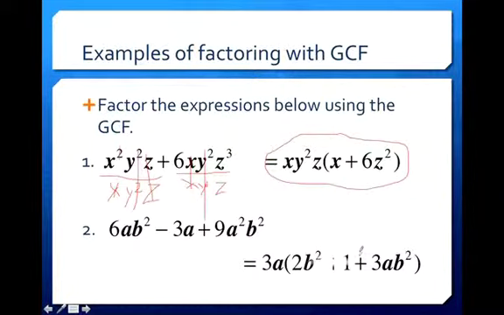I went ahead and showed this answer down here as well. You can divide all the numbers by 3. You can divide every term by a. And since this term doesn't have a b, you can't divide it by b. So the greatest common factor is 3a. This is what you get when you're left over after you divide each of these terms by 3a. So this would be the final answer here.